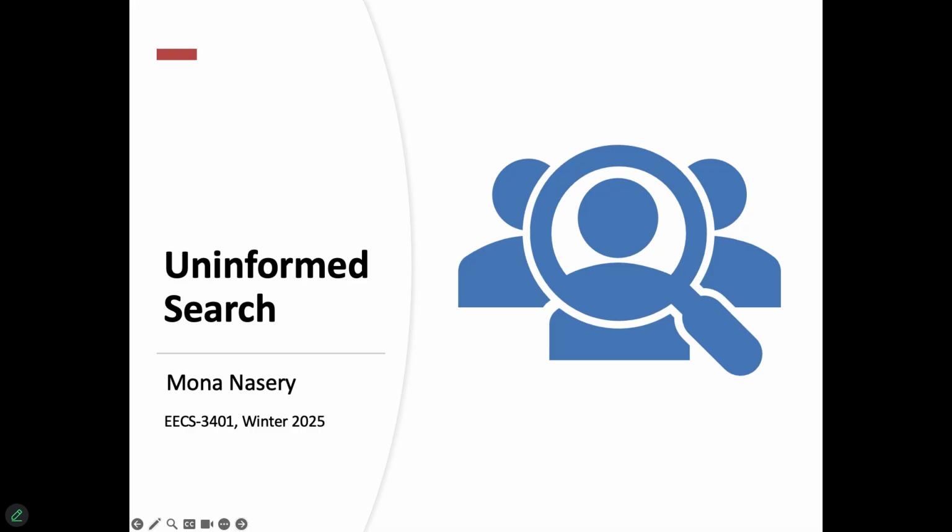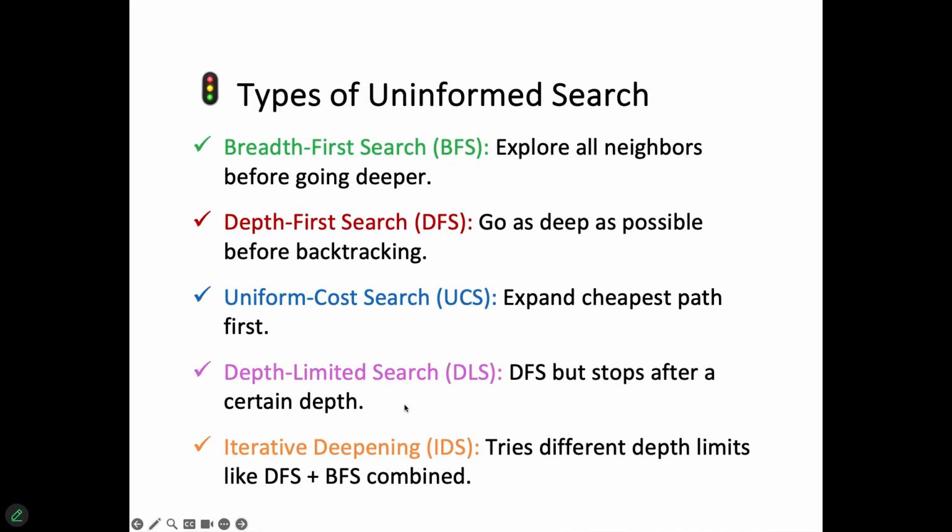Just a quick review as usual. We talked about different uninformed search strategies. We have breadth-first search, where you first explore all the neighbors at one level before going deeper to the next level. So in BFS, we explore one vertex completely, and we finish everything at one level before we go deeper to the next level.